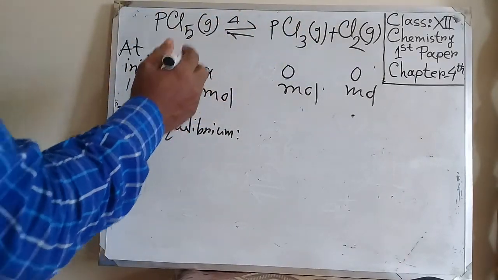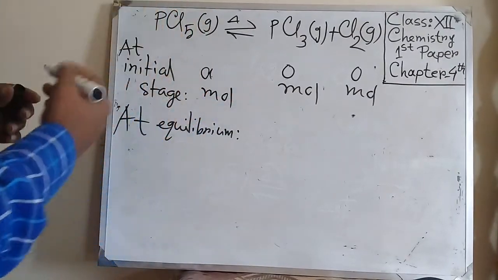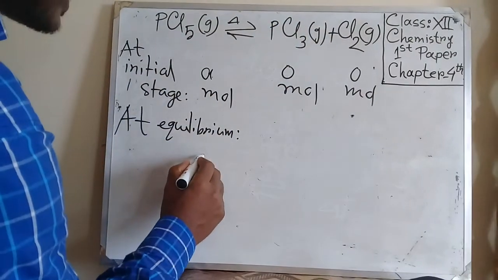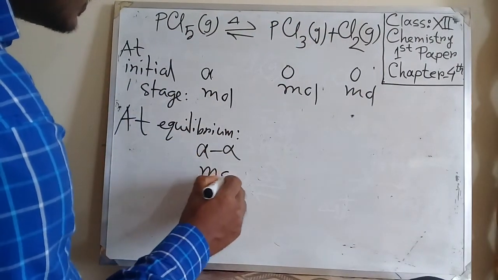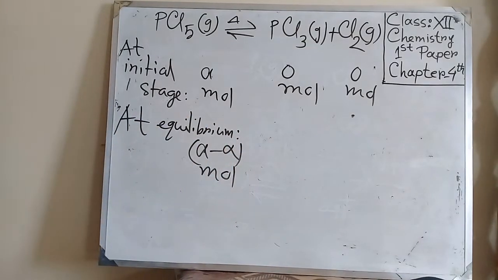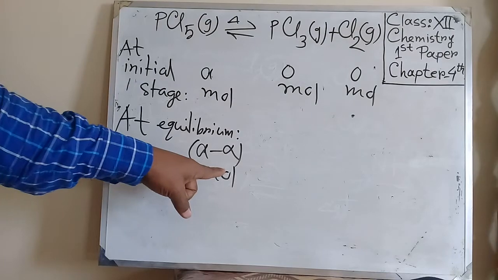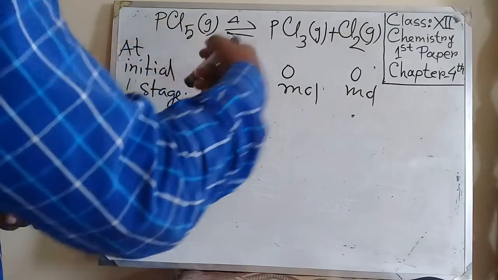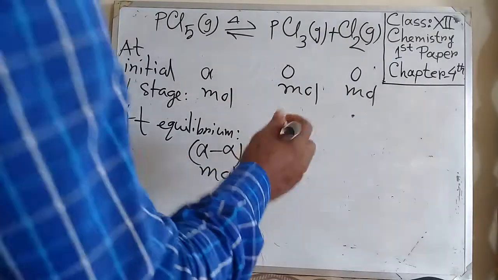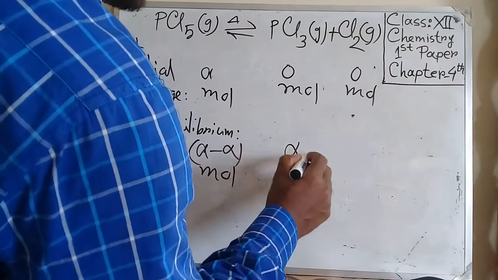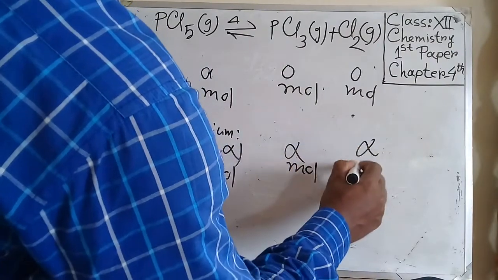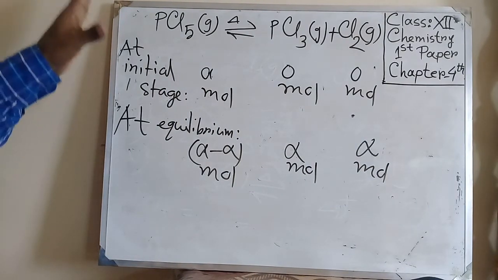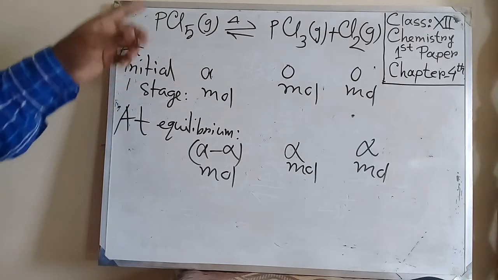So we can write here, suppose the number of moles that have gone is alpha. So at equilibrium, a minus alpha mole is left on the reactant side. And since alpha of the reactant has been converted into product, we get phosphorus trichloride alpha mole, and chlorine also alpha mole.